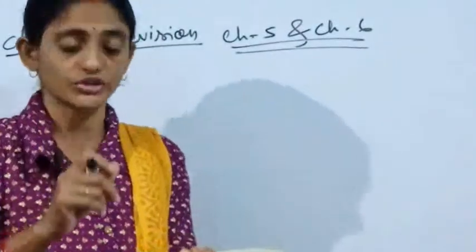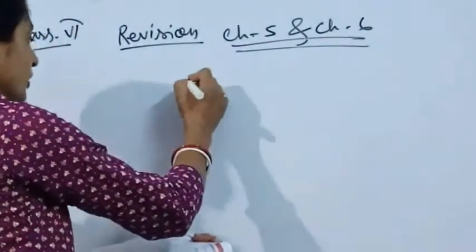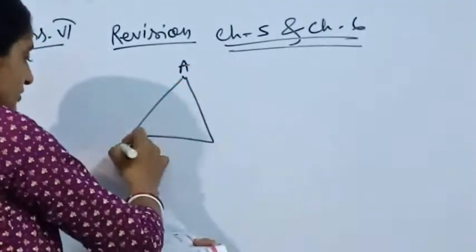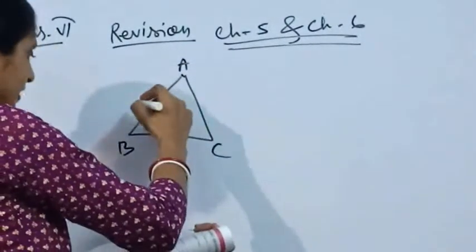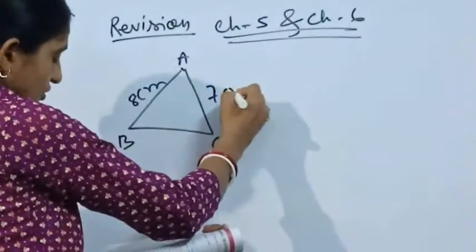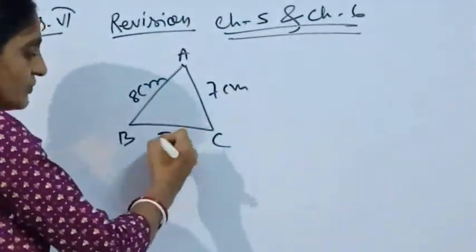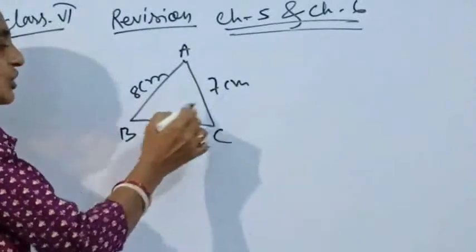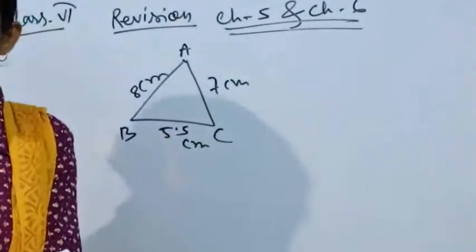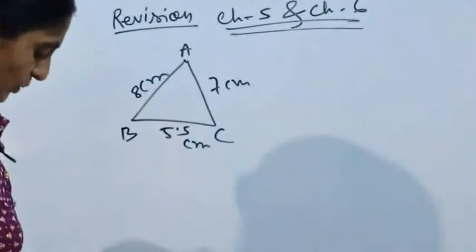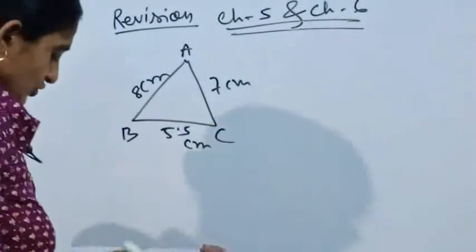So what you have noticed in this question, in case of triangle ABC, I am also drawing the rough sketch. The name is ABC, whereas the side AB has been given 8 centimeter, AC has been given 7 centimeter, and BC has been given 5.5 centimeter. Now, you can notice one thing, that all the sides are unequal. Are they equal? No. So what type of triangle have you got? It is a scalene triangle.